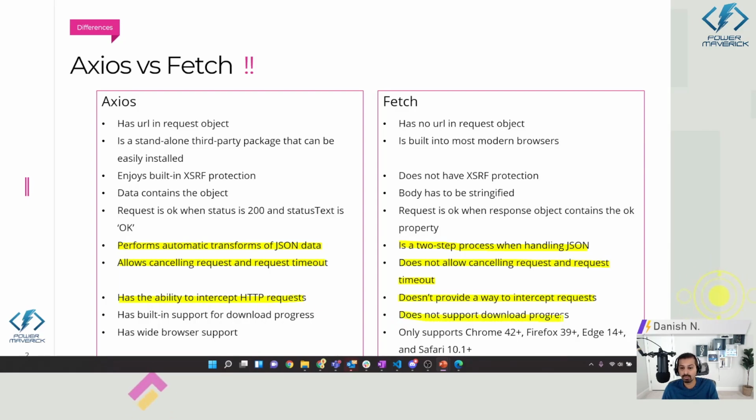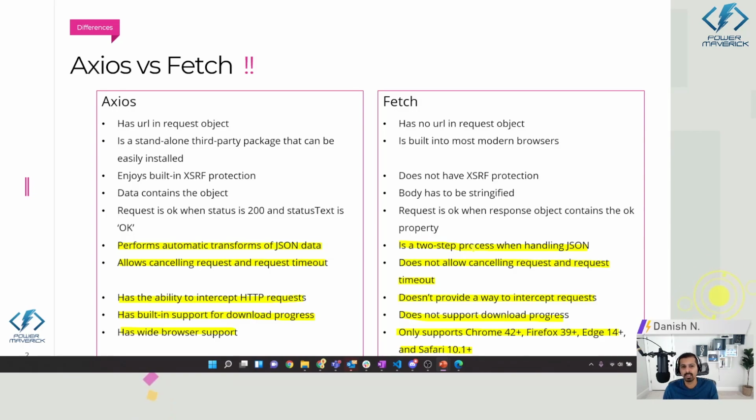Fetch doesn't provide you a download progress, whereas Axios has built-in support. It tells you okay, it's 50% completed, 75% completed, and then 100. Fetch doesn't provide that kind of feature. Axios has a lot of browser support. It has backward compatibility, it has forward compatibility. But Fetch is only supported on certain browsers, and it also depends on the version, like Chrome 42 and above, Firefox 39 and above, things like that.